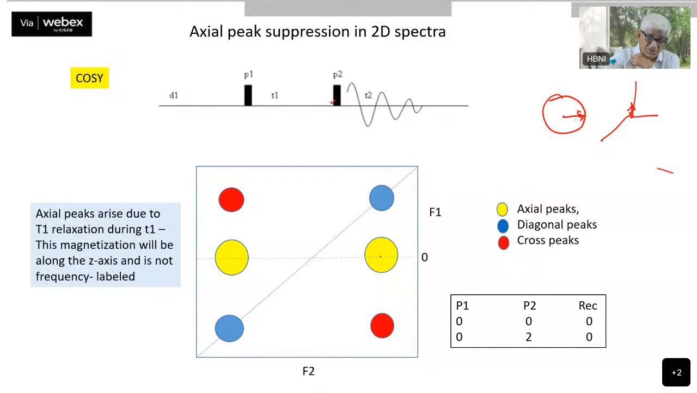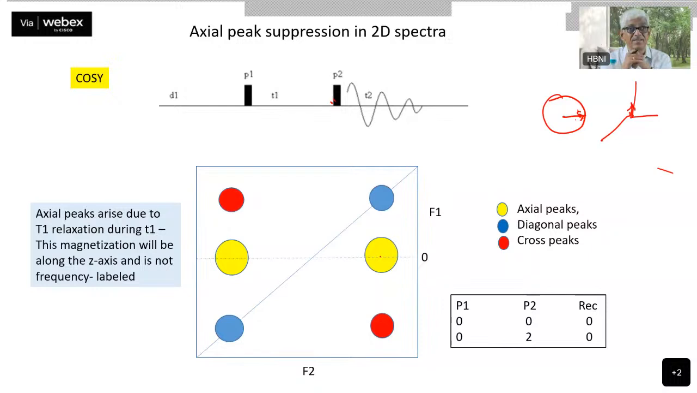You remember the t1 is incremented systematically. You go from 0 to let us say some 50, 60 milliseconds. That's quite a lot of time. So during all these periods, it is relaxing, but the frequency label is not there. So it is accumulating over time, and then you will collect that signal as on the positive Z axis.